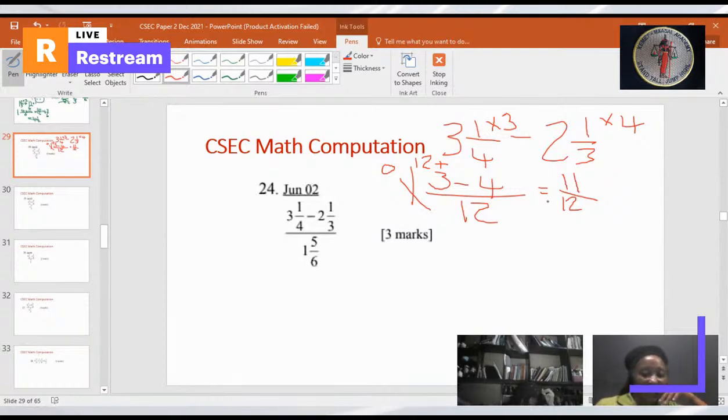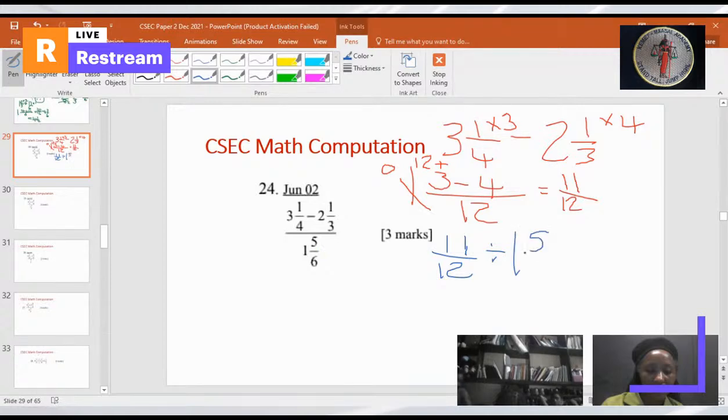So, but that's not the end, right? Because that's just the numerator. So now we need to divide it by this. All right. So we would have 11 over 12 divided by 1 and 5 over 6, right?